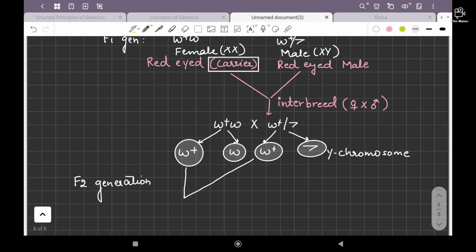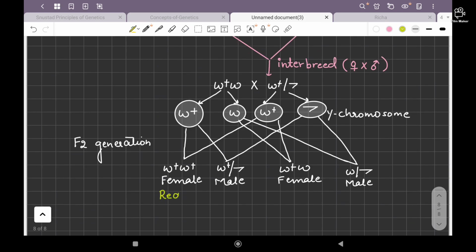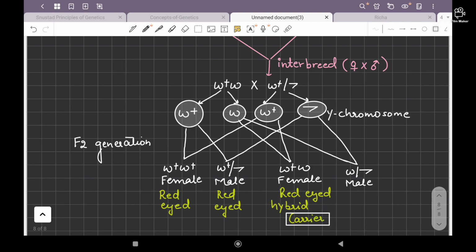In the F2 generation, we will see the very first progeny is a female, which is wild type, without any carrier; she is homozygous dominant, homozygous wild type. The other one is a male, which is again a red-eyed male. The third one is a red-eyed female, which is heterozygous. So here we can see this female is red-eyed and hybrid, heterozygous, acting as a carrier. Now in the last, we will get a male, which is a white-eyed male.